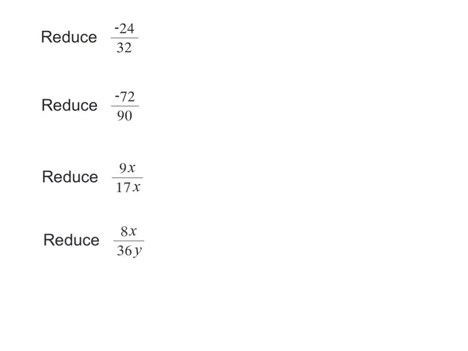Let's practice reducing some more. Here there's now a negative in the problem, so I just want to make sure that whenever I write it, one of the values has a negative. I know that 24 and 32 have an 8 in common, so I'll write this as 8 times negative 3 and 8 times 4. Those 8's cancel, and I'm left with negative 3/4.